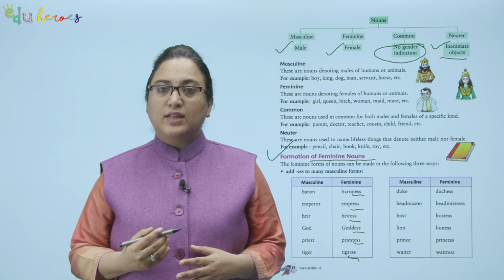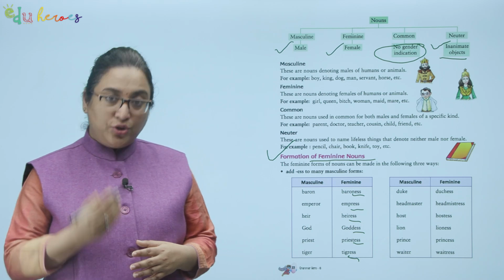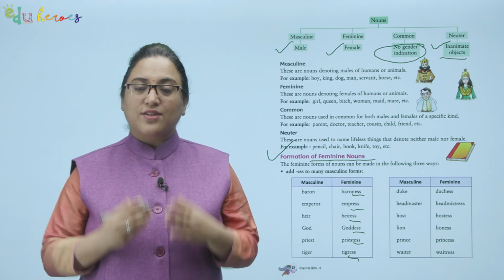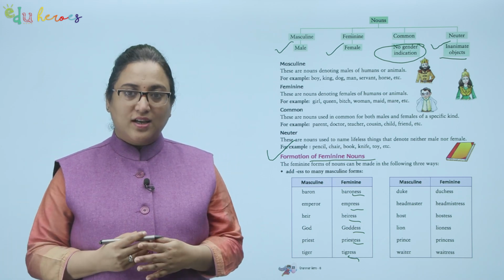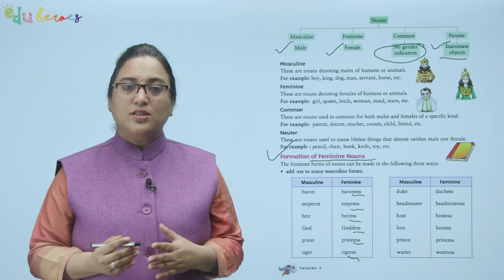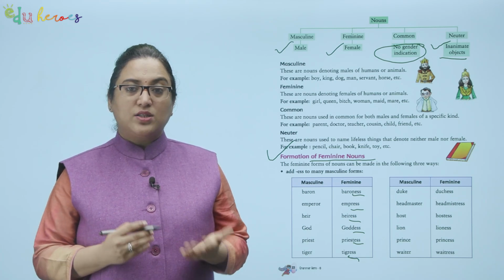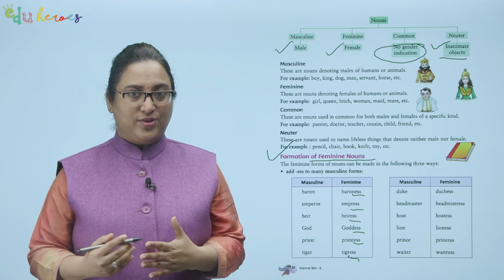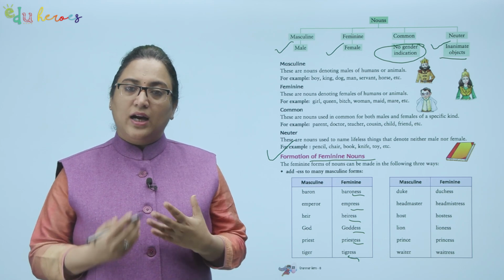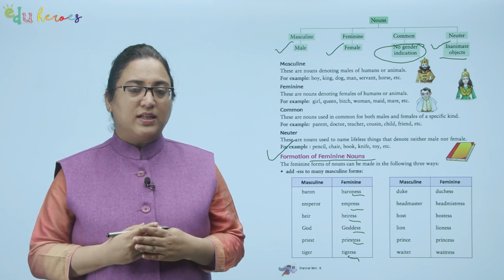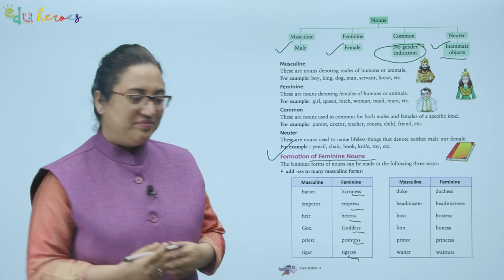We have a few more examples like duke, duchess. The feminine form is duchess. Headmaster, headmistress, host, hostess, lion, lioness, prince, princess, waiter, waitress. अगर हम ये पैटर्न याद रखें बच्चों तो हमारी स्पेलिंग्स भी एकदम करेक्ट रहेंगी.